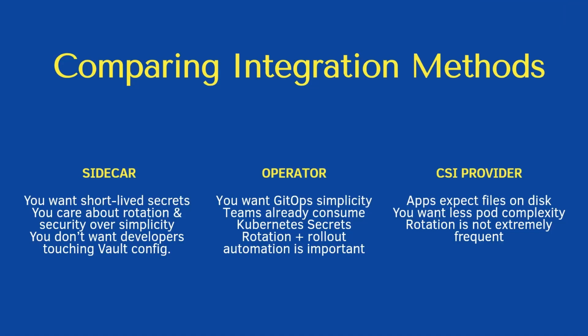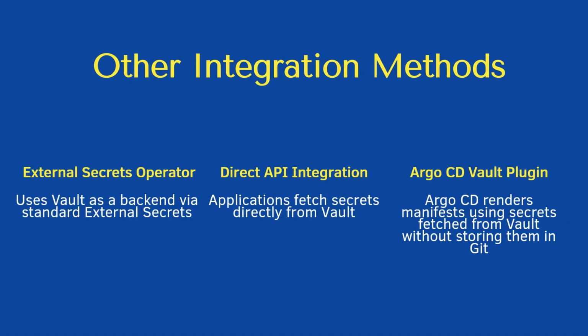So let's compare these three integration methods. The first one, the sidecar, is better for runtime secrets, credentials, and minimal app change. You don't want people to touch the configuration files. The second one is the Vault Operator. It's best for GitOps and Kubernetes-native workflows. And the last, not the least, is the CSI provider, which is best for file system-based secrets. It's simpler.